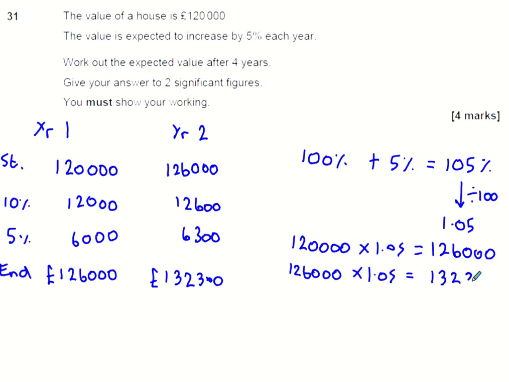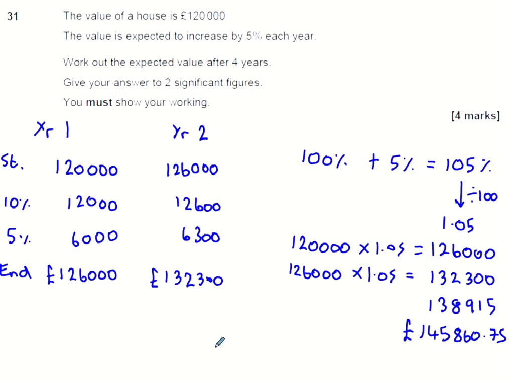132,300. If we then repeat this for the third year, we'll get 138,915. And for the fourth year, which will be the value of the house we're looking for, is £145,860.75. Now we need to give this answer to two significant figures.